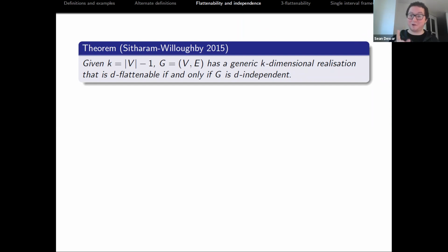Now, you'll notice that previously I said that being d-independent is not a minor closed property. So this is hinting at the idea that deflattenability is not a generic property. Because if it was a generic property, as in one generic framework has it, then they all have it. That's what happens with rigidity, global rigidity, some other things. This would mean that being d-independent would be equivalent to being deflattenable, which it is not. So this is already hinting at some slight weirdness going on.